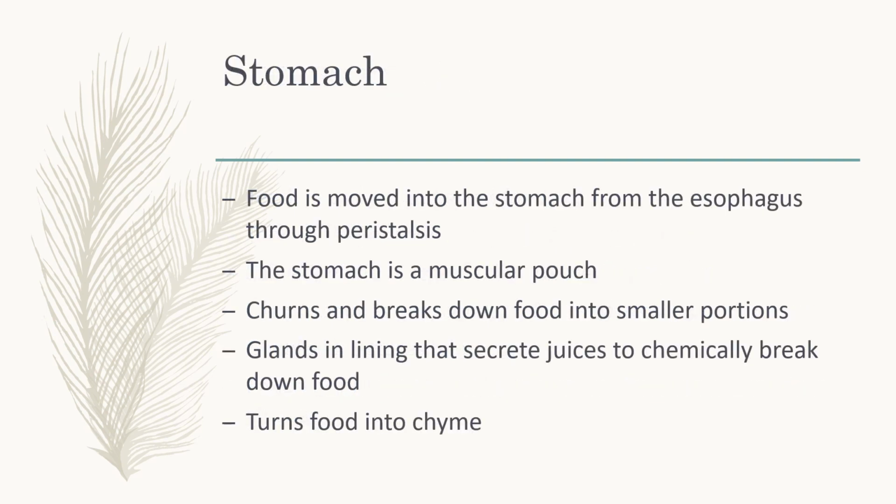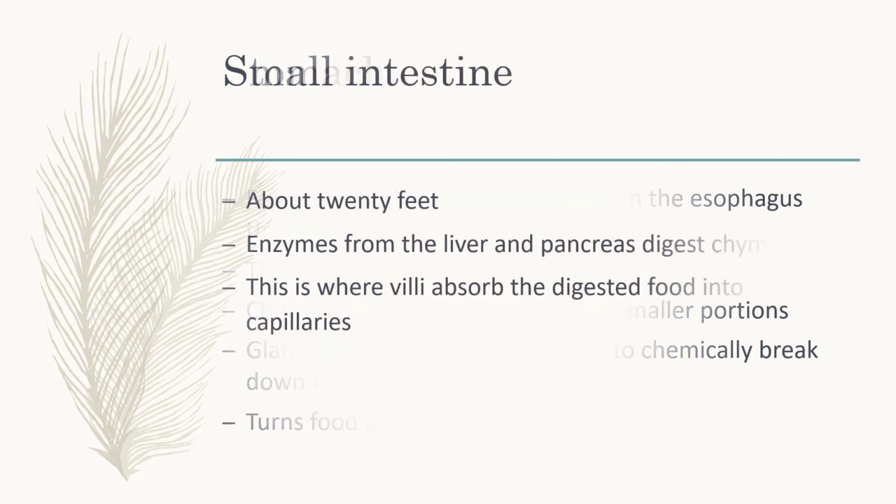So food is moved into your stomach from the esophagus through the peristalsis waves. The stomach is a muscular pouch that churns and breaks up your food into smaller portions. The glands that line the stomach secrete juices that chemically break down the food. Sometimes you hear that as stomach acid. And that food turns into chyme after that process begins.